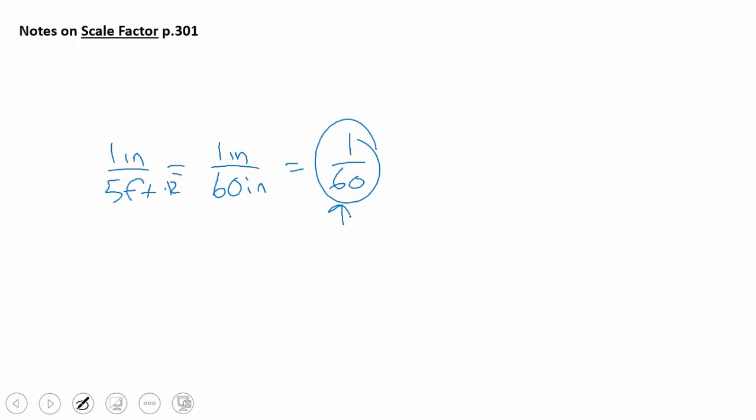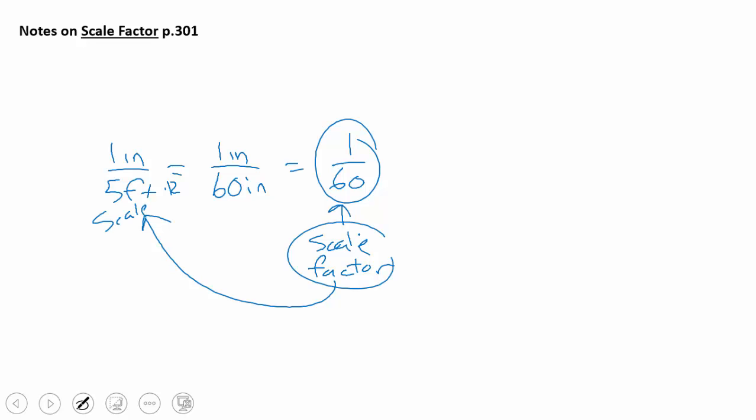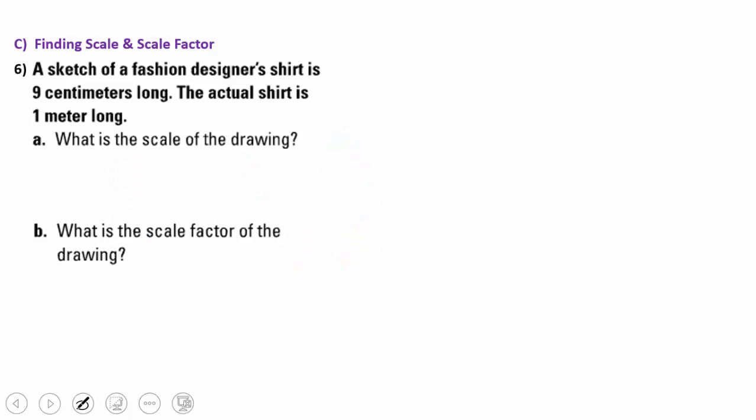So now all I need to write is 1 over 60. This is the scale factor for this scale. This is the scale factor of that scale. So scale factor is the scale written with the same units. So when you don't see units, then it should be scale factor. All right, moving right along.